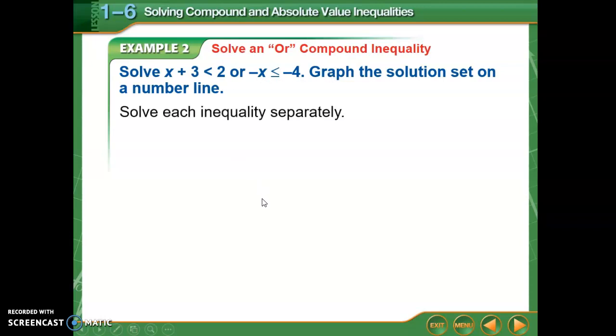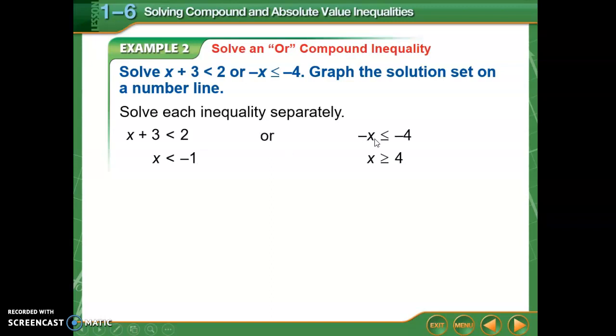Alright, so we're gonna follow the first method. We're gonna solve this separately. Actually, there's only one method here because they have to be done separately. x + 3 is less than 2, or -x is less than or equal to -4. Minus 3 both sides, so you get x is less than -1.